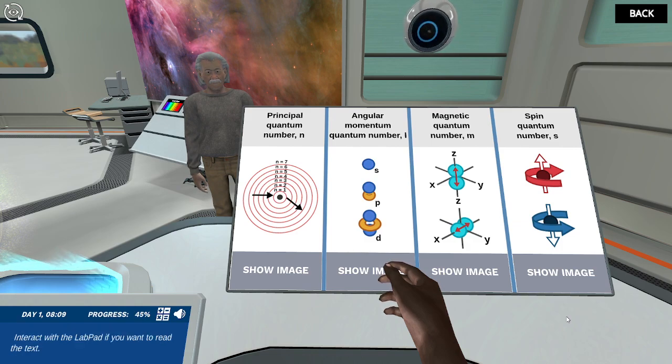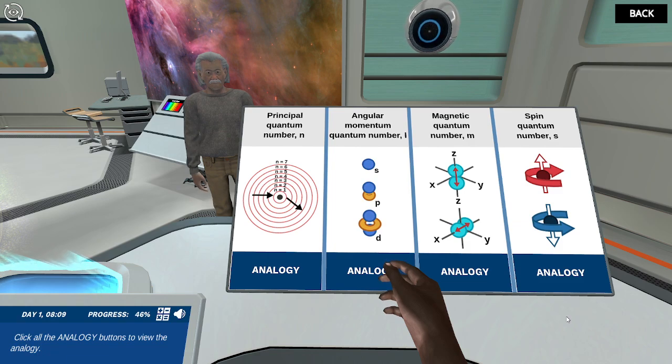Well, now that you have identified an electron and its orbitals, let's see if I can make a successful analogy with a traveler. Remember to activate your imagination. Click all the analogy buttons to view the analogy.